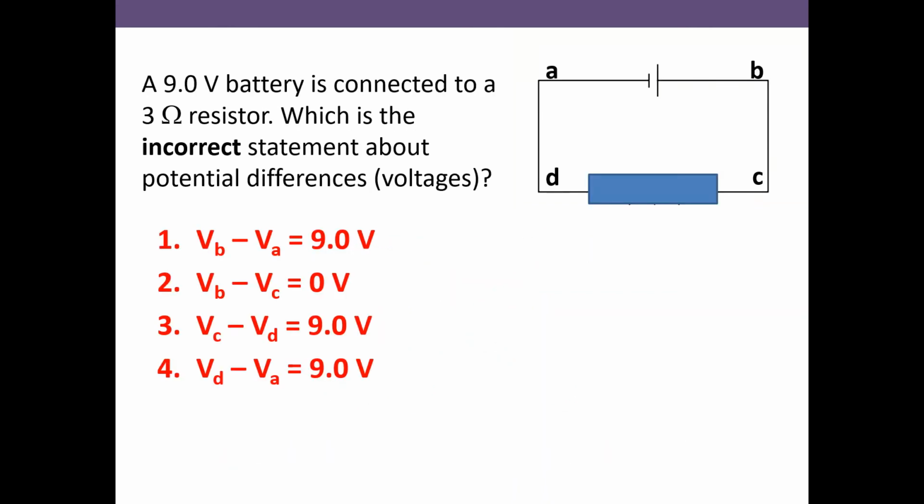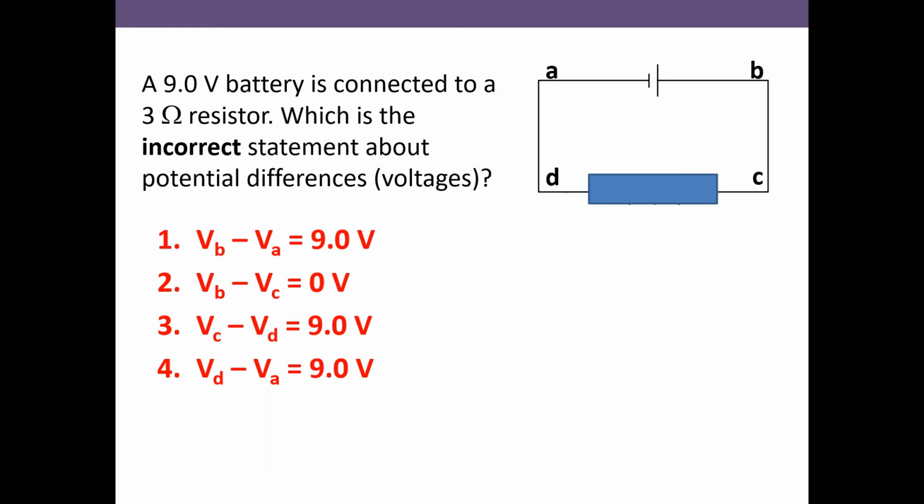Alright, so a 9-volt battery is connected to a 3 ohm resistor. Which is the incorrect statement about potential differences, voltage? Now if we look at statement 1, the voltage difference between points A and B must be 9 volts. If you look at the battery, that's where the battery is placed. The battery is placed between points A and B, and it is a 9-volt battery, so statement 1 is correct.